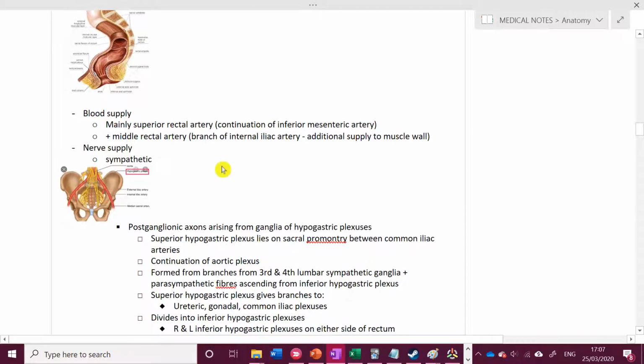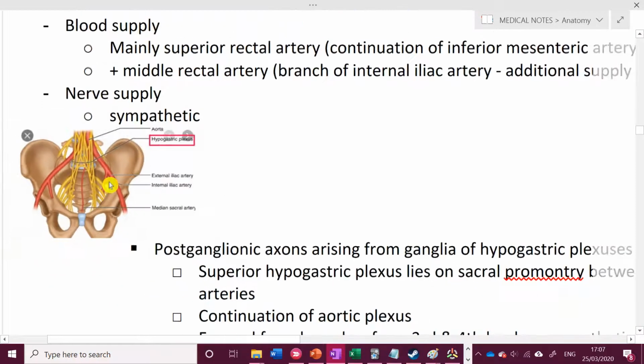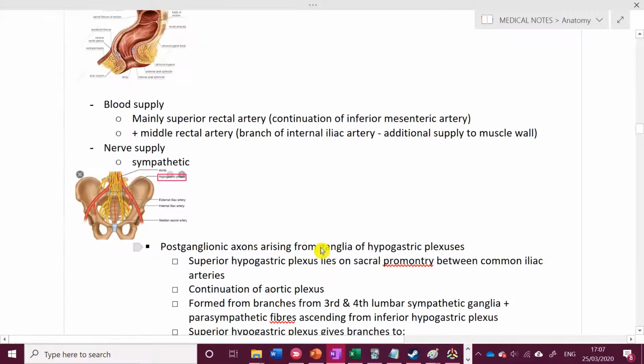The blood supply of the rectum is mainly from the superior rectal artery, which is a continuation of the inferior mesenteric artery, and the middle rectal artery, which is another branch of the internal iliac artery, with additional supply to the muscle wall. So it's got sympathetic and parasympathetic supply. The sympathetic is from the hypogastric plexus, so postganglionic axons arising from the ganglia of the hypogastric plexuses.